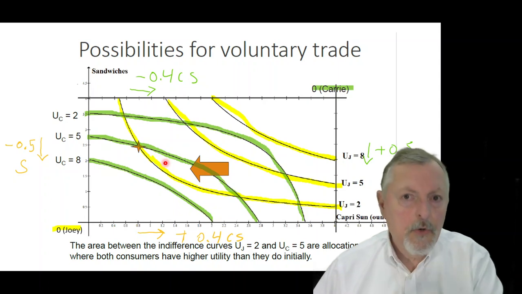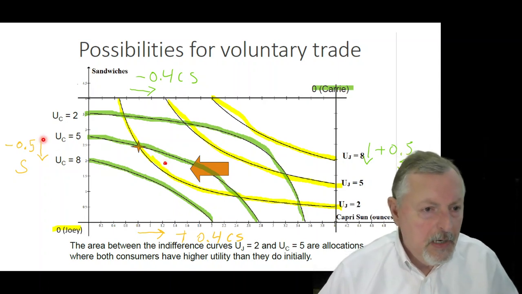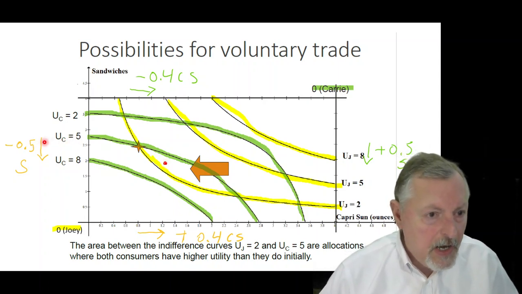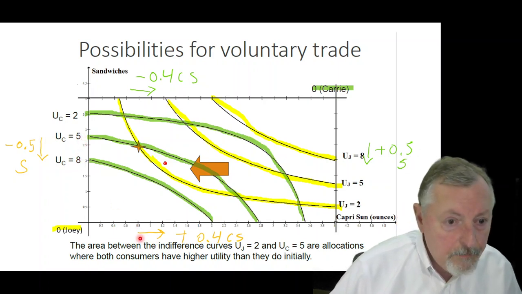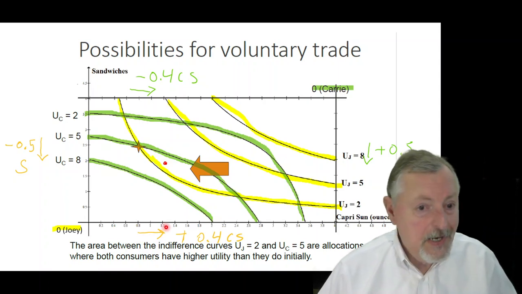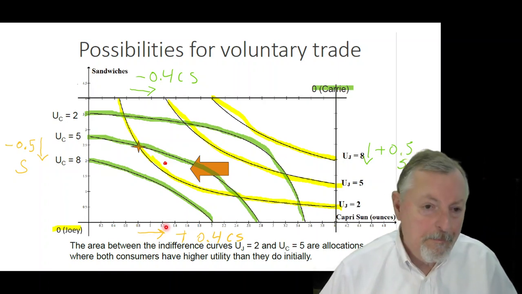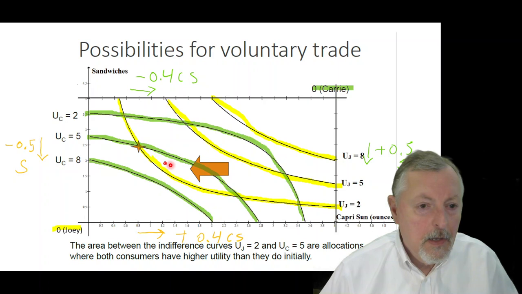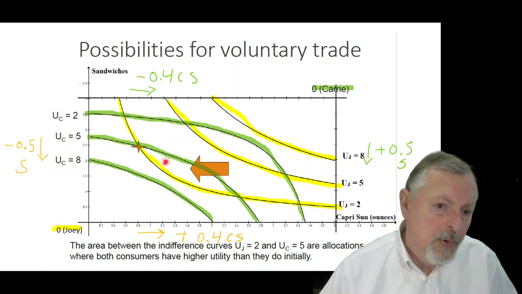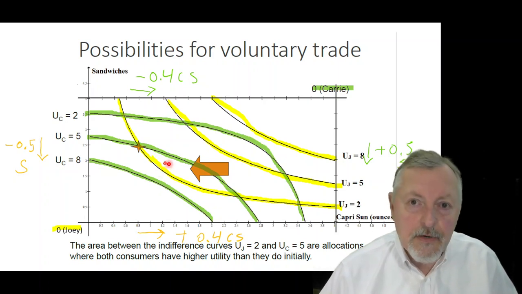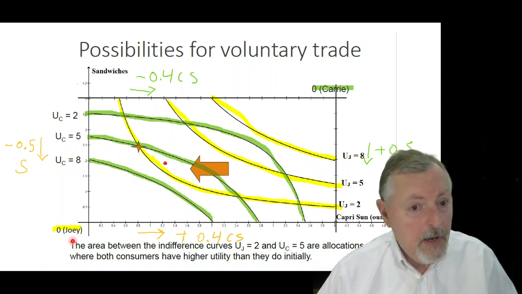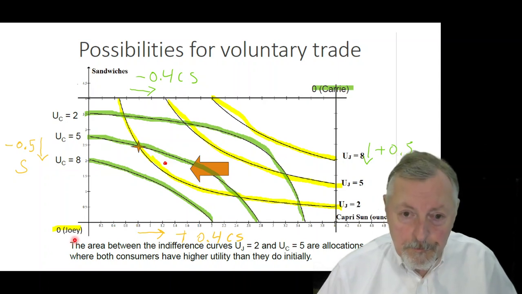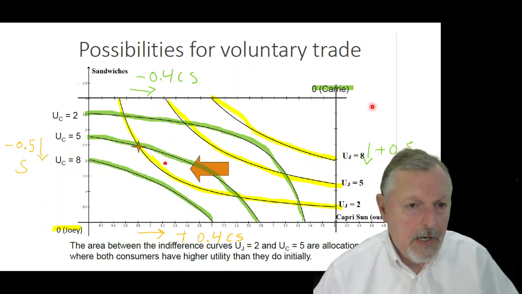Well, ignore the green for the moment. It would mean Joey would be giving up half a sandwich and gaining 4/10 of a Capri Sun. That would put him at this red point, which is a higher indifference curve. Joey would be better off making that trade. Joey would be happier. And let's look how it affects Carrie.